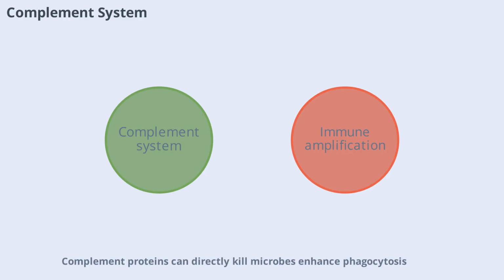Complement proteins can directly kill microbes, enhance phagocytosis, and promote inflammation. This system acts as a powerful amplifier of immune responses.